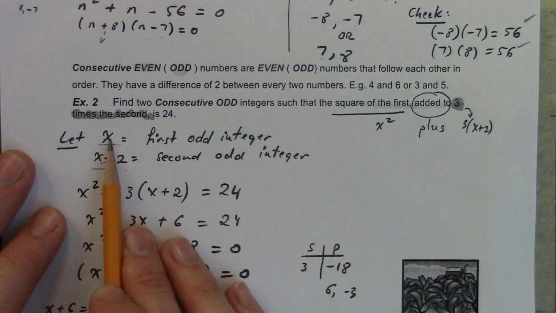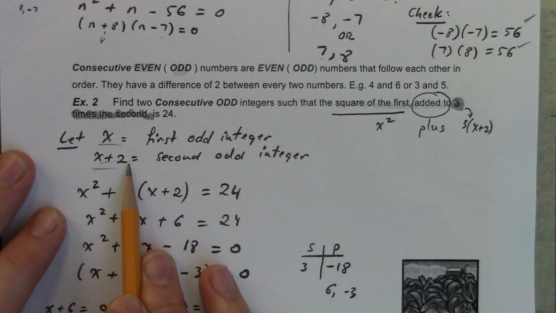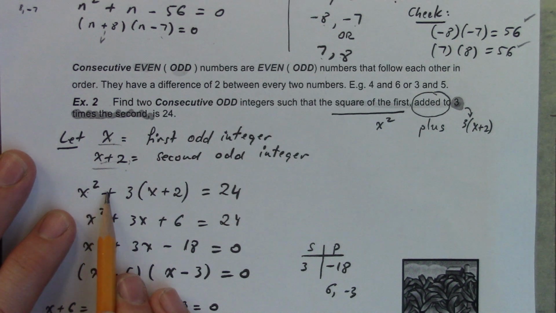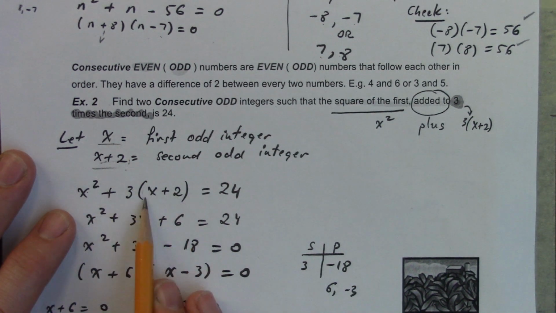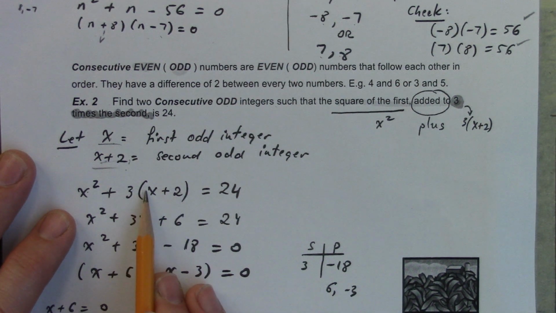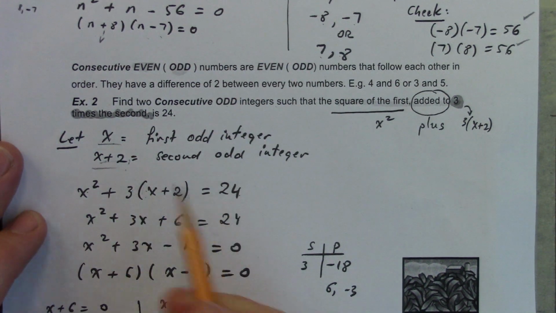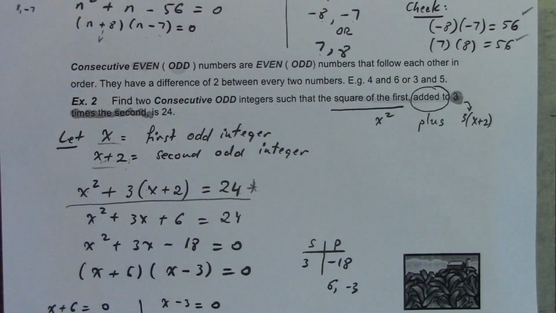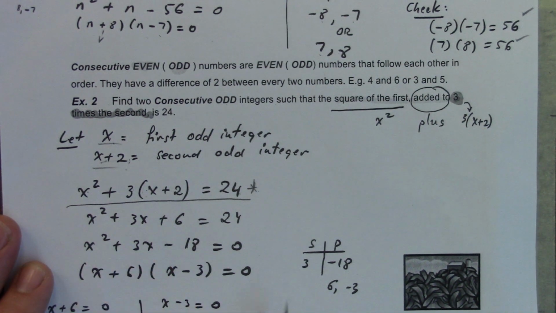So if I've decided that x is my first integer and x plus 2 is my second, I'm going to do the square of the first, x squared, plus 3 times the second, 3 times x plus 2. So 3 times the second is equal to 24. Any questions up to here? How that was developed. That's the hard part. Once you got there, the rest should be pretty simple. We're dealing with relatively small numbers here. You should be comfortable in factoring this.